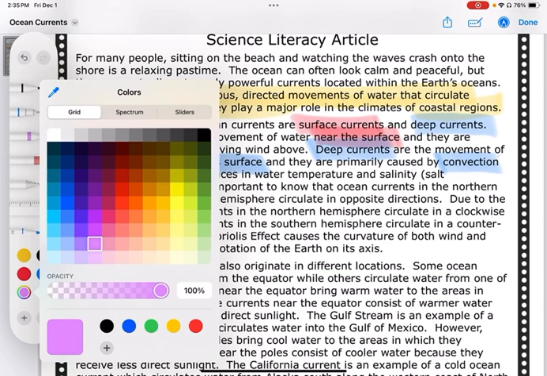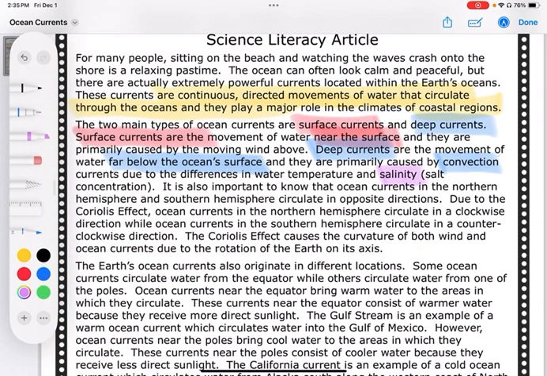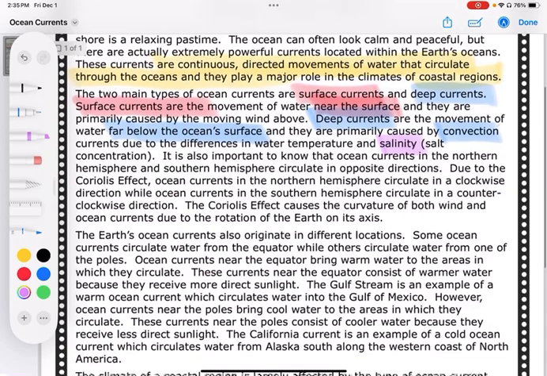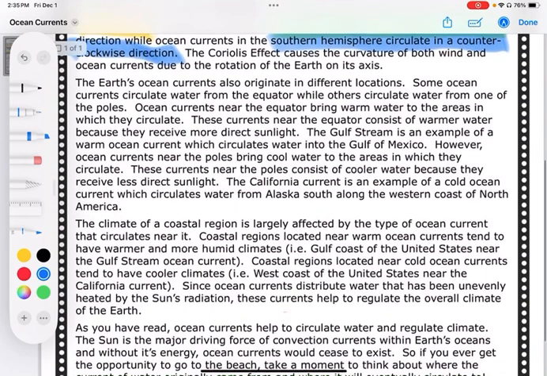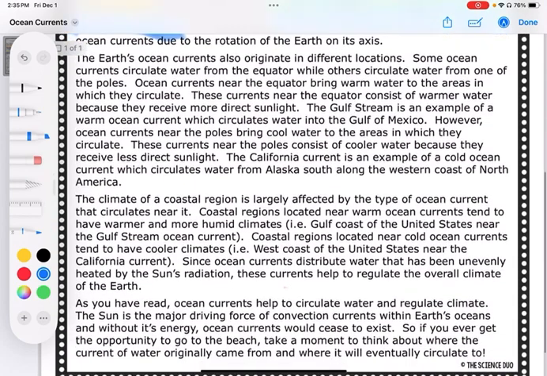So this term salinity we haven't seen in a while. It was in one of our ecosystems units, but remember it talks about the salt concentration. It is also important to know that ocean currents in the northern hemisphere and southern hemisphere circulate in opposite directions. So, due to the Coriolis effect, ocean currents in the northern hemisphere circulate in a clockwise direction, while ocean currents in the southern hemisphere circulate in a counterclockwise direction. Those are opposite directions. The Coriolis effect causes the curvature of both wind and ocean currents due to the rotation of the Earth on its axis.